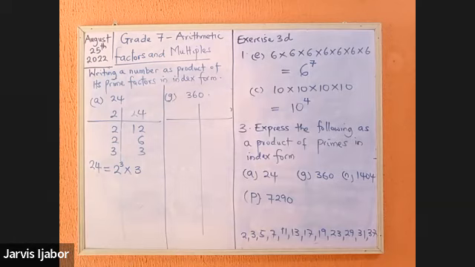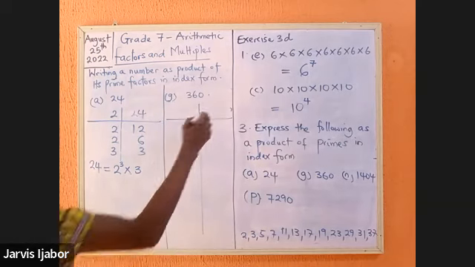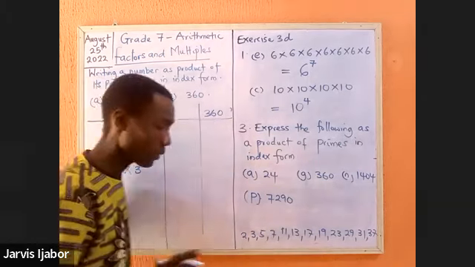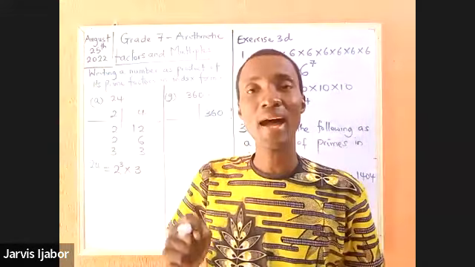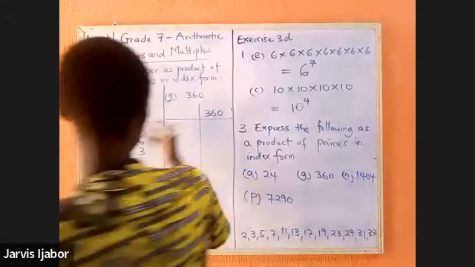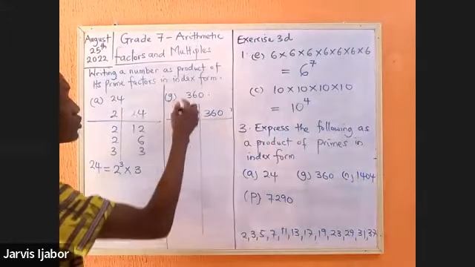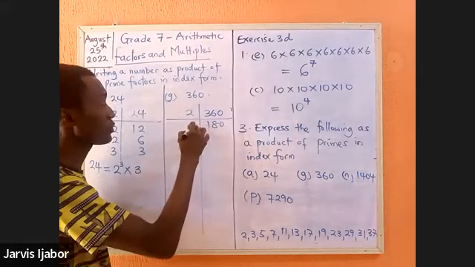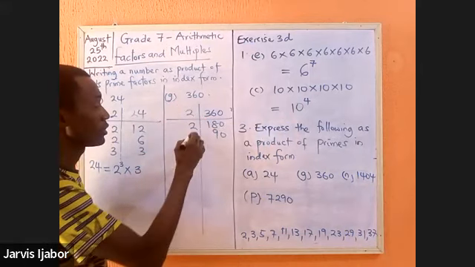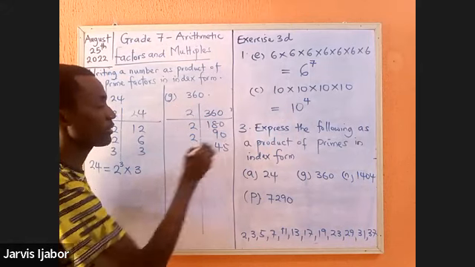All right. Let's come to 360. It's an even number. And remember we said that 2 is the only prime number that is even. So we look for prime factors now. 2 will give me 180 here. You must be good at your division here. 2 will give me 90 here. 2 will give me 45 here.